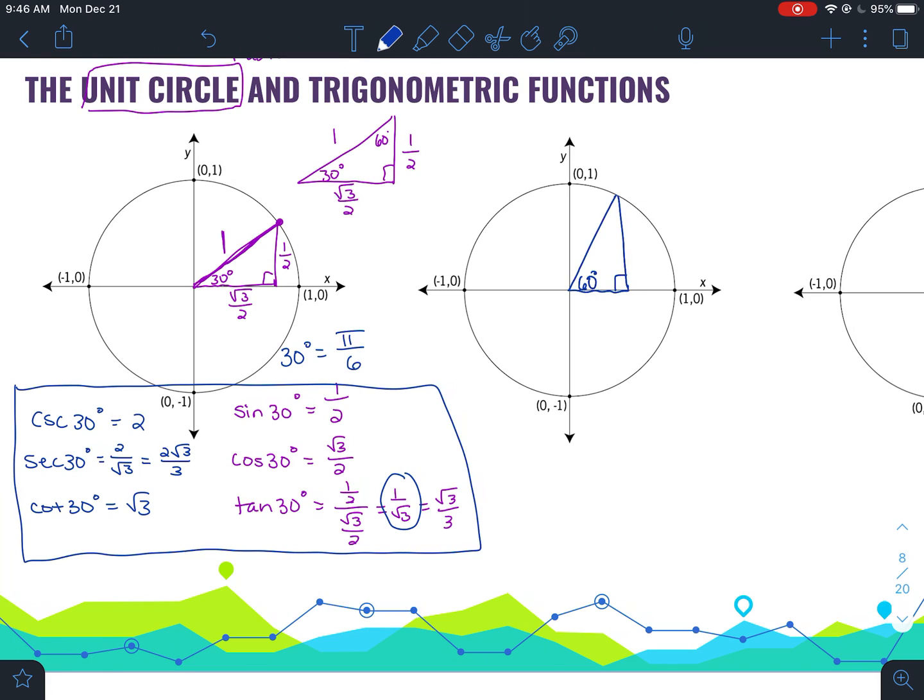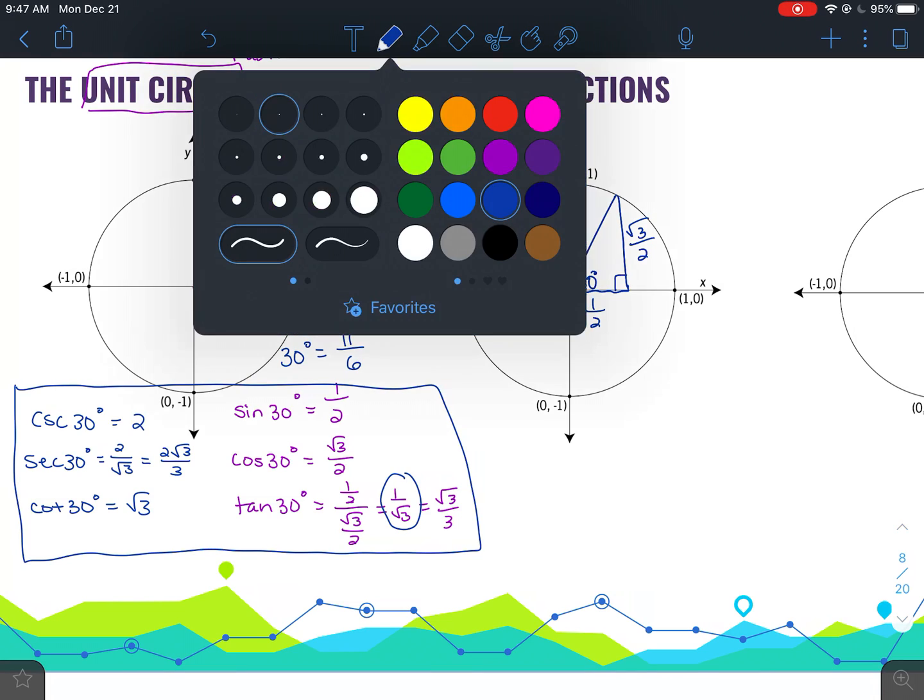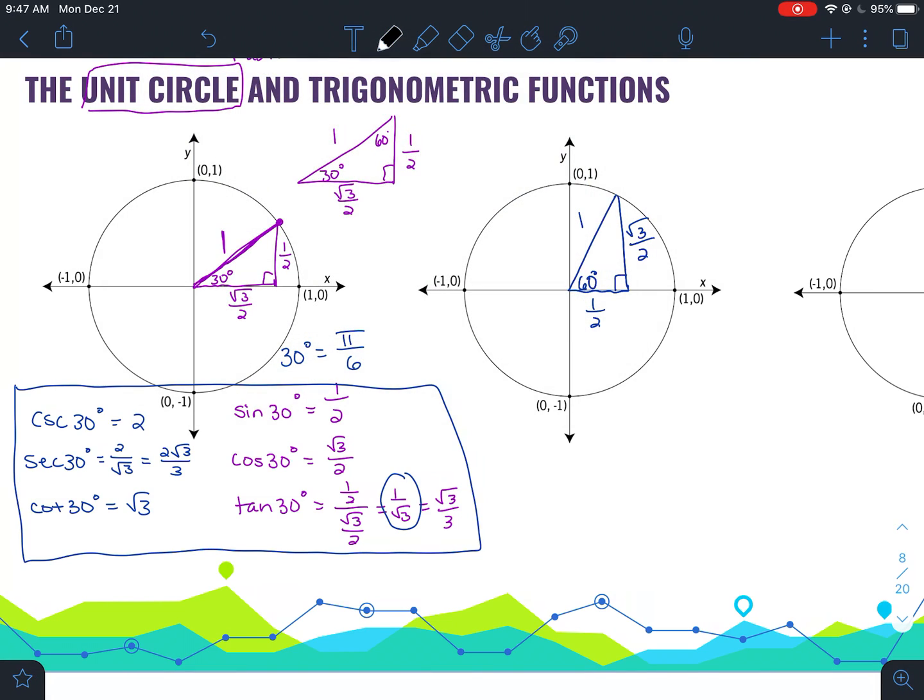Let's do the same thing, but with the 60-degree angle. So let's do a 60-degree angle. And so we know that the radius is 1. We know that the shorter side's 1/2. And then across from the 60 will be square root 3 over 2.